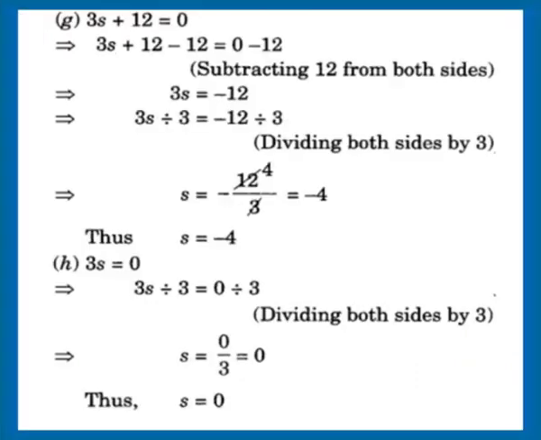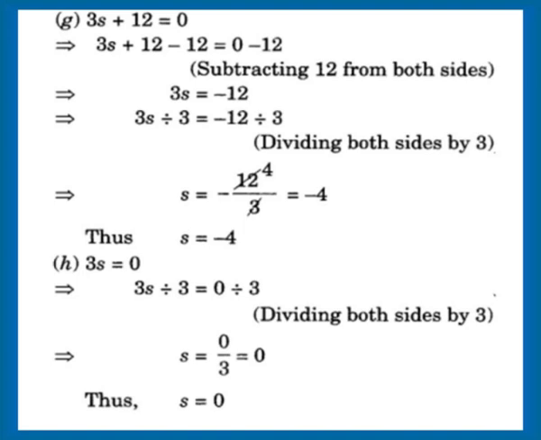G subdivision, 3s plus 12 is equal to 0. Since we are having plus 12 on our LHS, we are subtracting with 12. So subtracting 12 from both the sides, we got 3s plus 12 minus 12, which is equal to 0 minus 12. In LHS, plus 12 and minus 12 will be getting cancelled and it becomes 3s. Our RHS is 0 minus 12, that is minus 12.